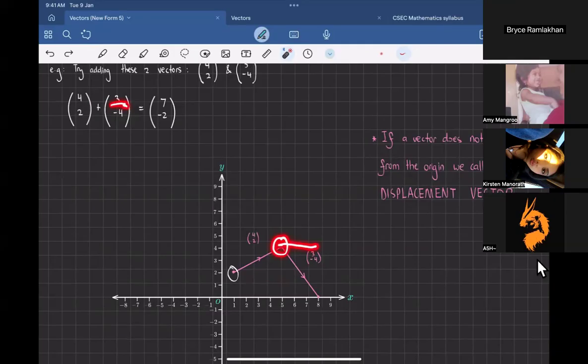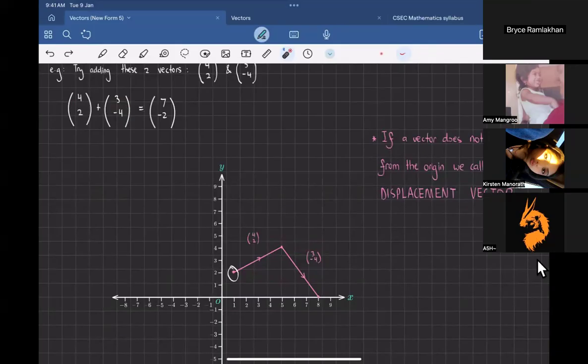The top one is for moving left or right, and the bottom one is for moving up or down. So what will minus 4 be? Down. Right. So by taking these two vectors, I start from here and I end up here. You understand? And that is the same thing as 7, minus 2.